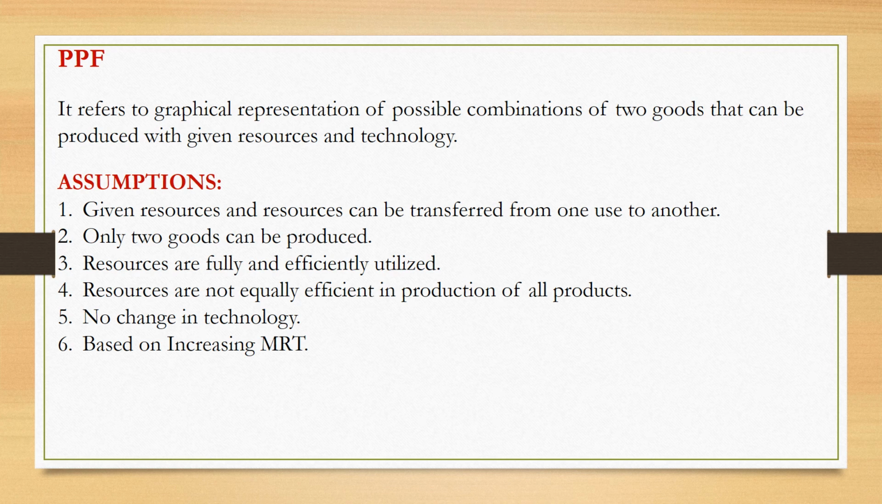Production possibility frontier refers to the graphical representation of possible combinations of two goods that can be produced by an economy with given resources and given technology. So this curve gives the maximum production of two goods that an economy can produce with given resources and no change in technology, or constant technology.